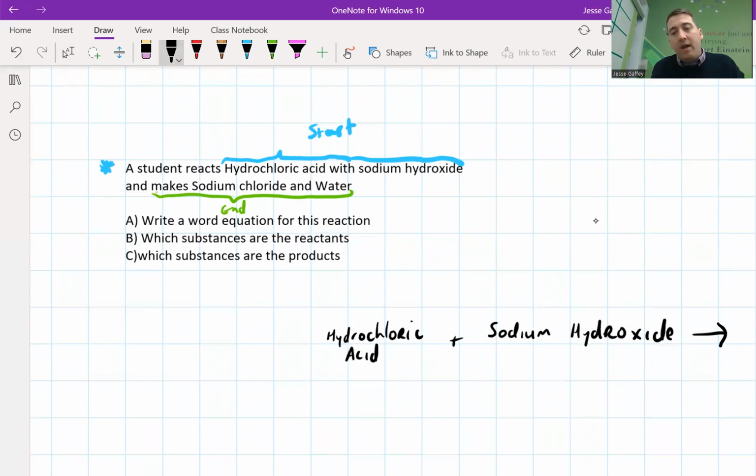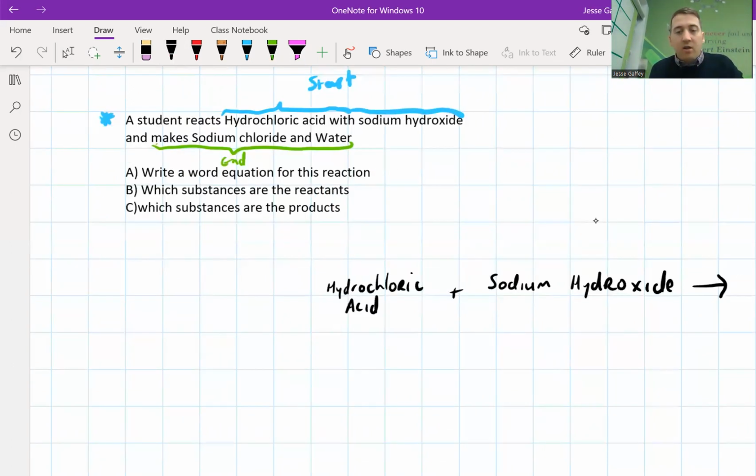Arrow reacts to make. Now, I'm going to show you another thing that some students do wrong. Here I've run out of space. I don't have enough space to fit this in, so I'm going to put this on the next line. So sodium chloride plus water. Now, technically, there's not anything wrong with this. It just doesn't look very good, all right?